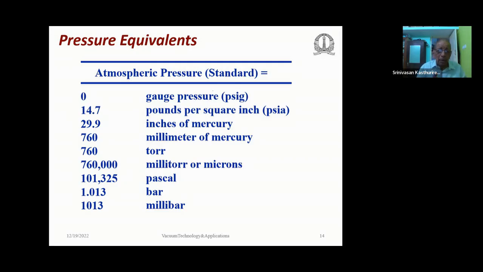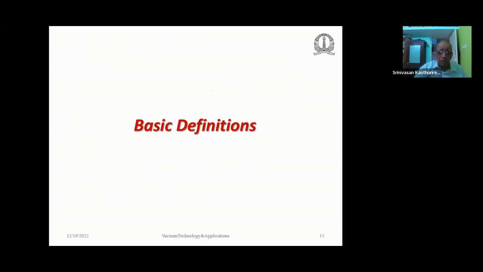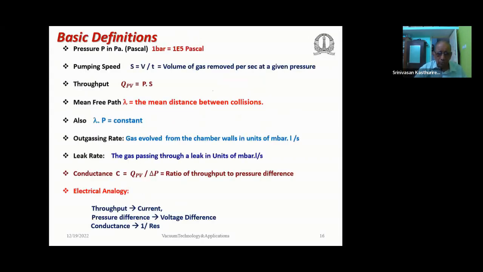So please understand, when I say low vacuum, high vacuum: low vacuum means we are closer to atmosphere. High vacuum means we are farther away from atmosphere. Okay, that means fewer molecules are present. So let's look at some basic definitions.